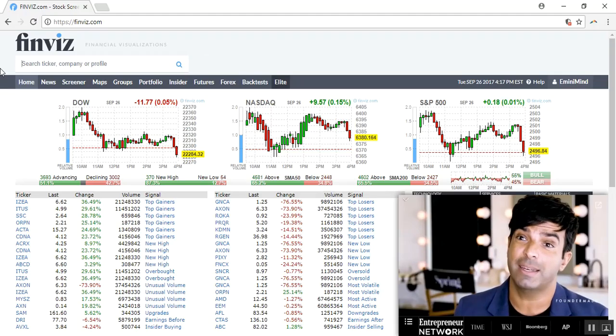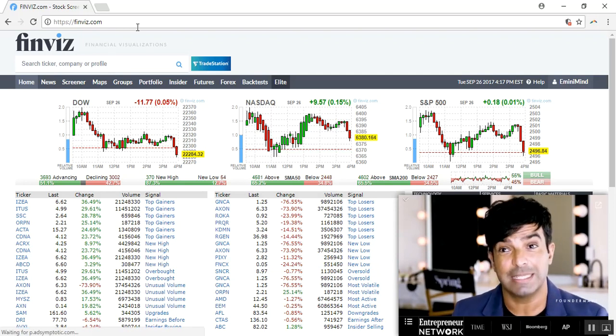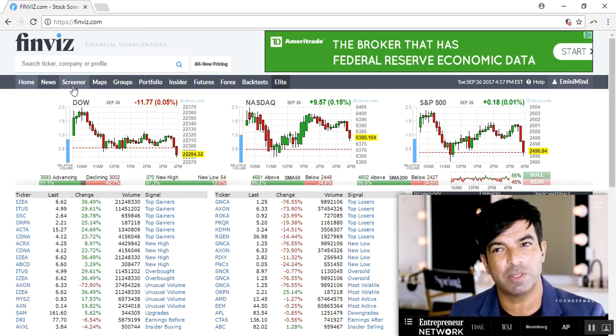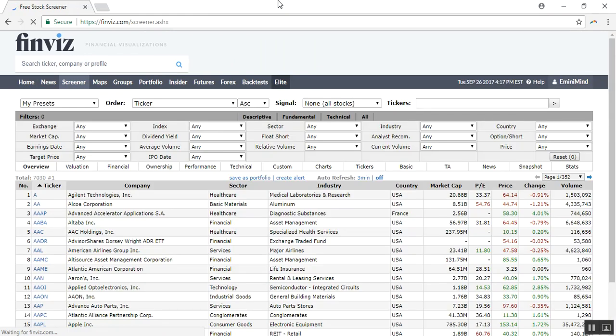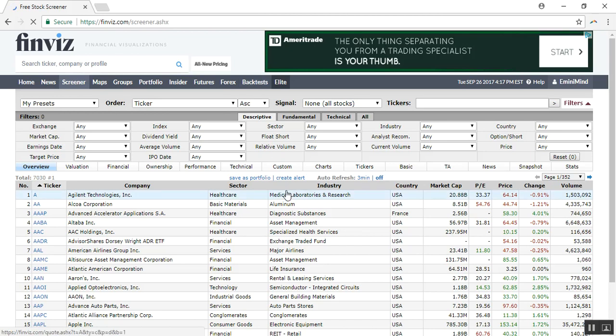So I like to use a program called FinViz. It's just a free online tool. And if we go to the screener, now you can do this on any stock screener. This one just happens to be the one I use. And let's go through my presets of things that I'm looking for to get a good list of stocks.